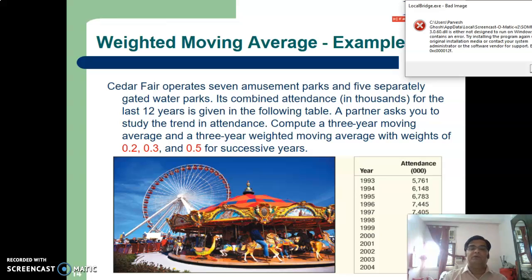Now we will compute a 3-year moving average and a 3-year weighted moving average with weights of 0.2, 0.3 and 0.5 for successive years. That means for the recent year, we will use the weight of 0.5. For the next, we'll use the weight of 0.3, and for the next, we'll use the weight of 0.2. So in this way, let us see the calculations.